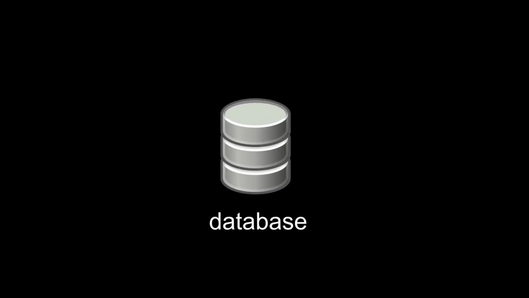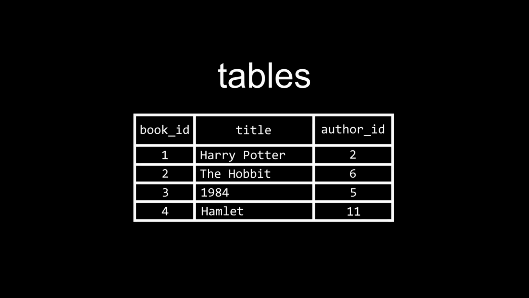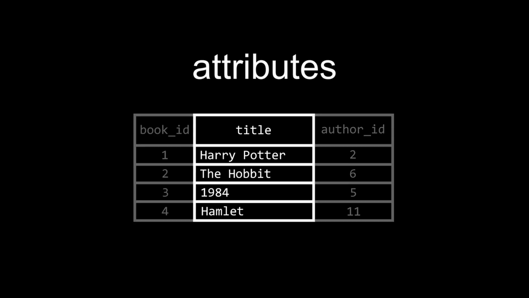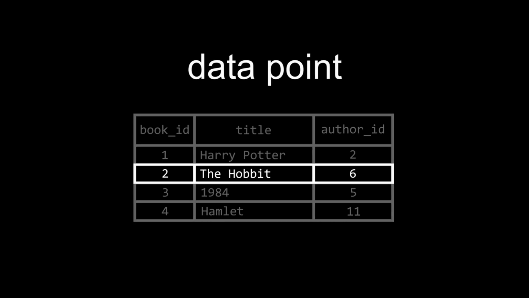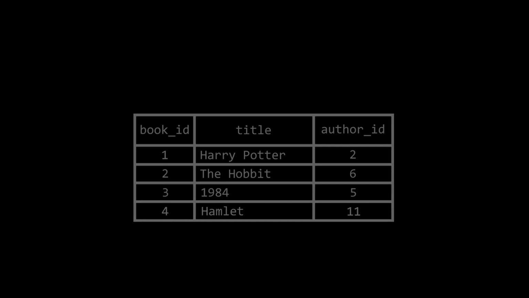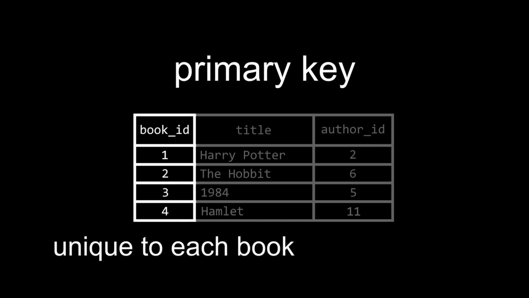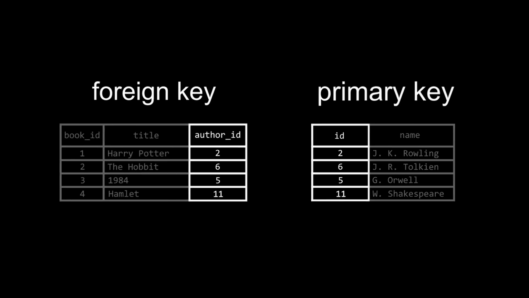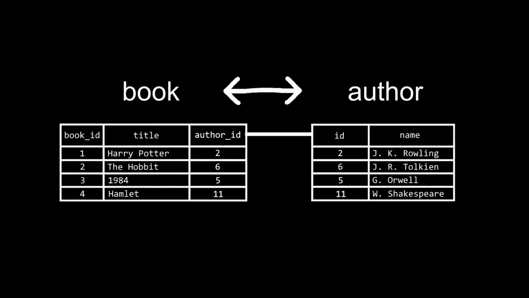The most common type of database is a relational database, which uses tables to store data. Columns of a table contain different attributes, and rows represent individual data points. Also, each table has one unique attribute called the primary key. A foreign key is the primary key of another table, establishing a relationship between the two. In this case, each book is connected to an author.